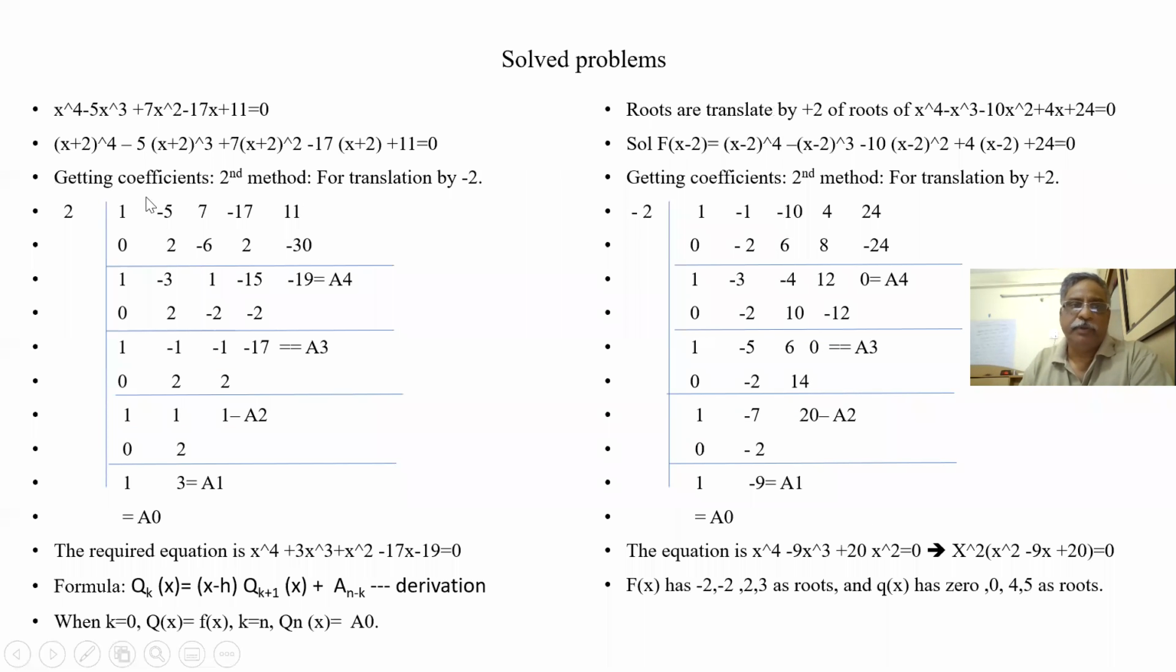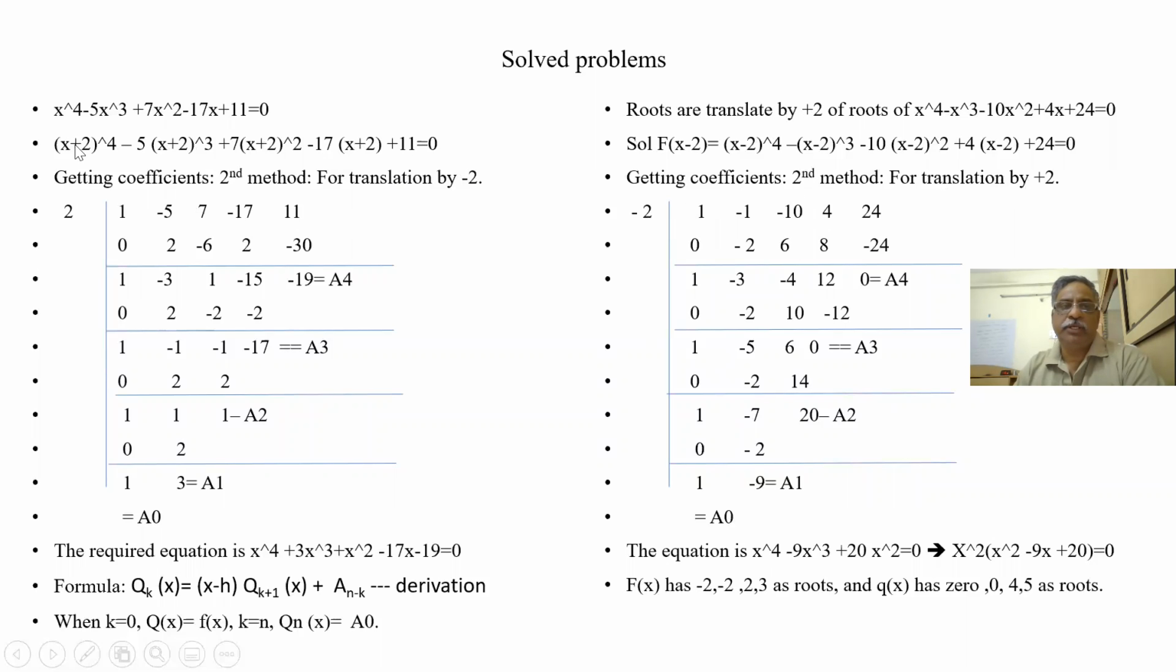See here, in the first lesson, we had translation by -2. That means we put x plus 2. So by -2, I have to put 2 as the divisor to get the coefficients. I have to divide by h to get the coefficients. Here also, it is to be translated by x minus 2 plus 2. So I divide by -2 here to get the coefficients. So translation -2, I divided by 2. Translation +2, I have to divide by -2.